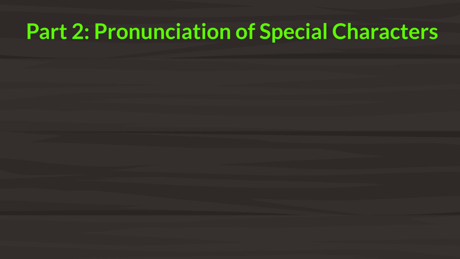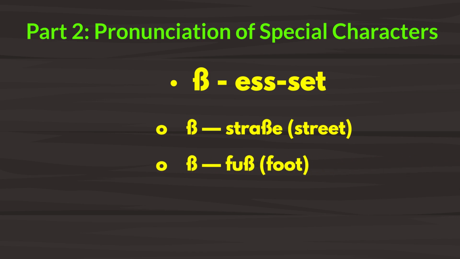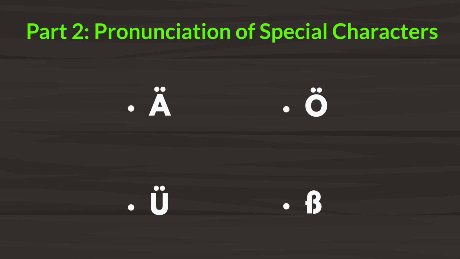Finally, Eszett, which sounds like a double S. For example, Straße means street and Fuß means foot. I hope you understand the concept of umlaut characters. Now we will learn common letter combinations in German.